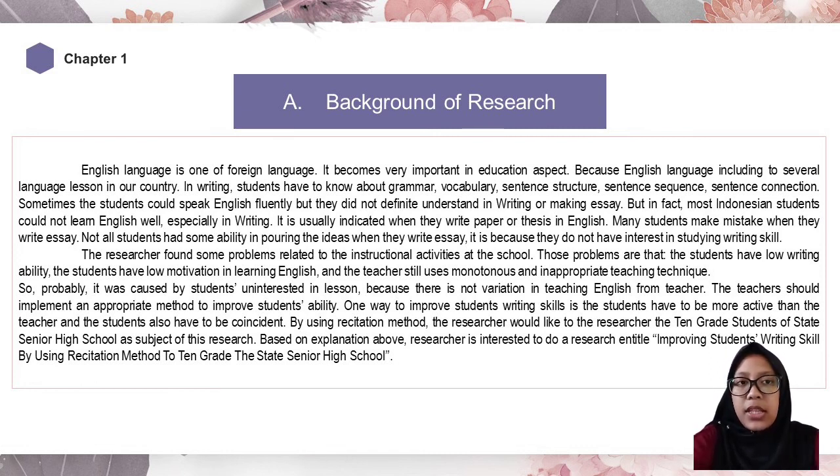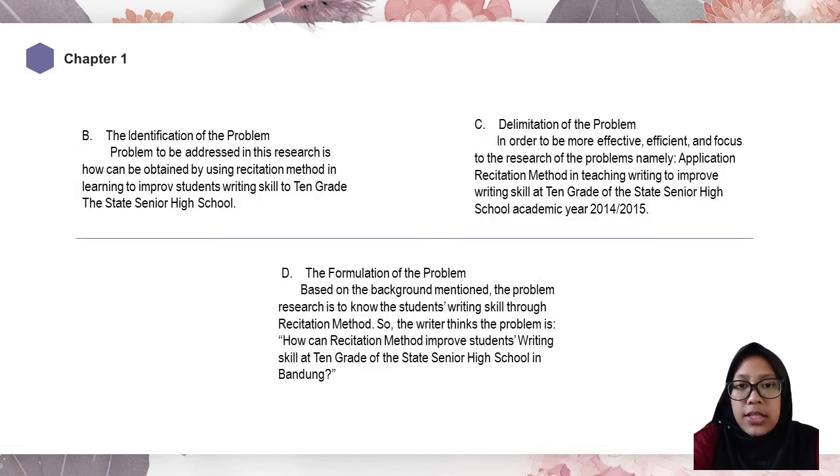Next is point B, the identification of the problem. The problem to be addressed in this research is how the recitation method in learning can improve students' writing skill in the 10th grade, the state senior high school. Next is point C, delimitation of the problem. In order to be more effective, efficient, and focused, the research problem is the application of the recitation method in teaching writing to improve writing skill at 10th grade of the state senior high school, academic year 2014 and 15.